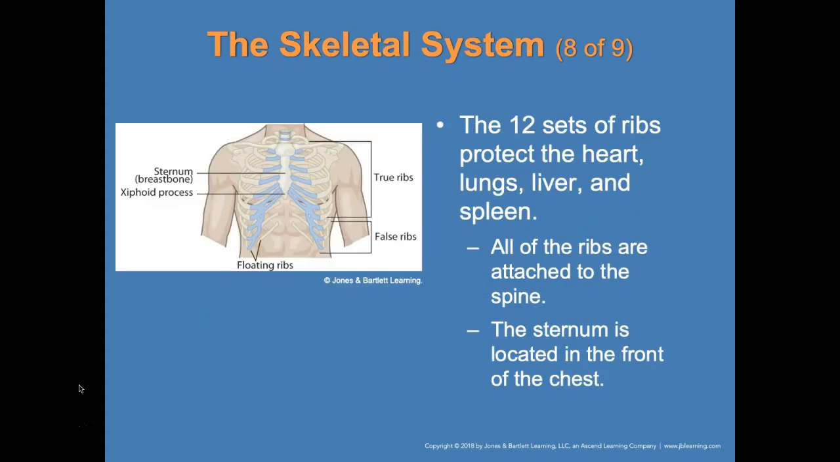Next, we're going to have our 12 sets of ribs. These are going to protect our heart, liver, lungs, spleen.